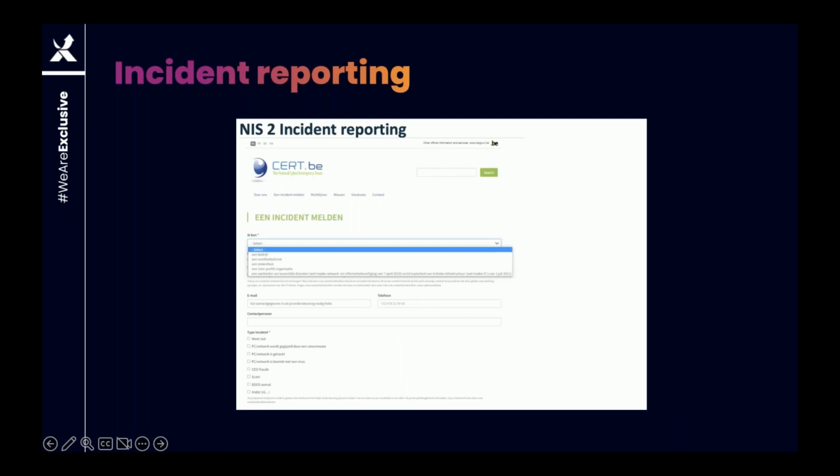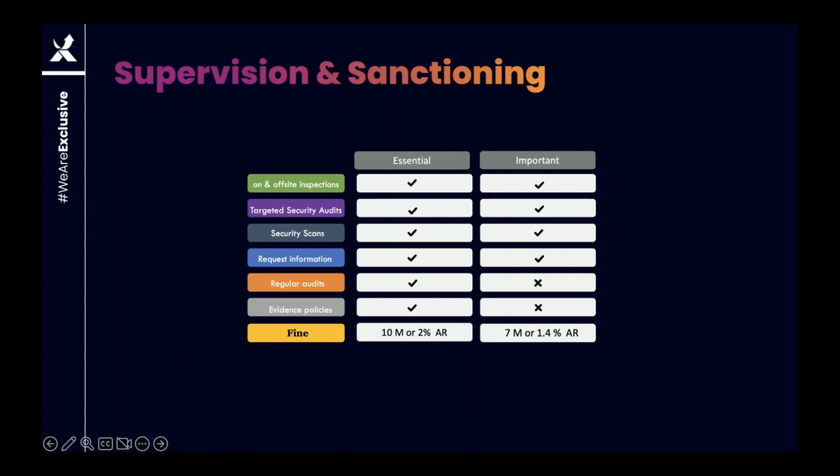So this is how the incident reporting could look. It's still a work in progress, but with the CERT, you can report an incident and give some more details. So it's already a structured way for you to report an incident. You reported an incident, okay, that's great. You won't be fined if you report an incident and you did it in a good way. You will be fined if you didn't do what was necessary to be compliant. So that's a big difference.